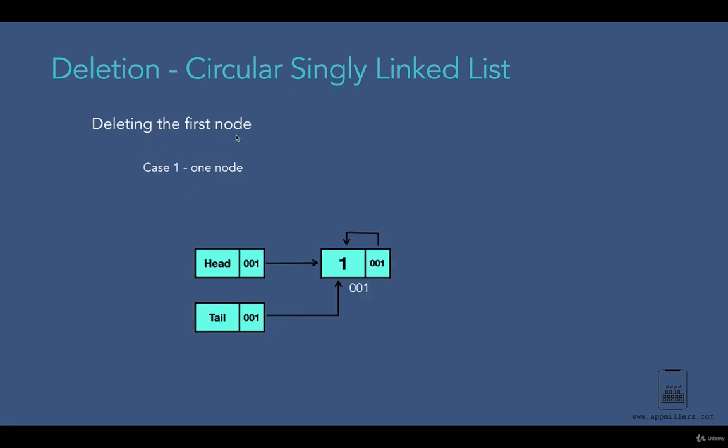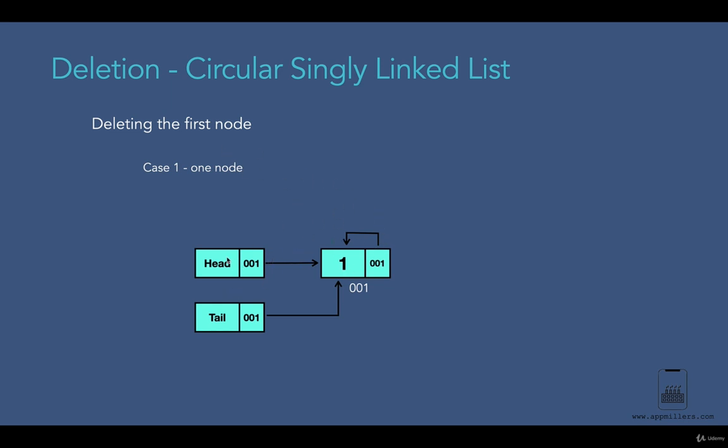When we are deleting a node from the beginning of a circle single linked list, we have two cases. The first case is if we have only one node in our circle single linked list. In this case, all we have to do is set to null all references that come to this node. You can see from this picture that head references this node, tail references this node, and this node also references itself. By updating these references to null, we can delete this node from the circle single linked list.